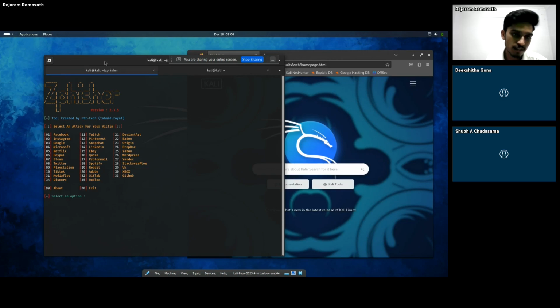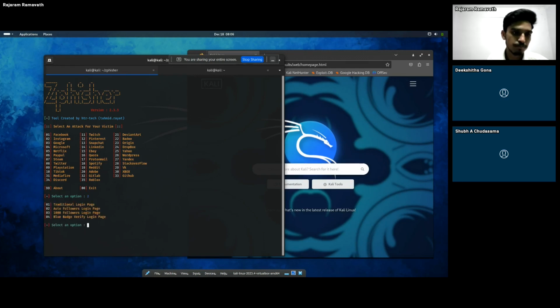Here you can see there are pre-templates. If you want cloning of any website, we can do it by using SET, which is called the Social Engineering Toolkit. For now, I'm using Zphisher. Here we can see lots of things like Facebook, Instagram, Google, Microsoft, and lots of stuff up to GitHub. Now I want to create a clone of the Instagram login page, which looks legitimate to the user. I'm creating it right now.